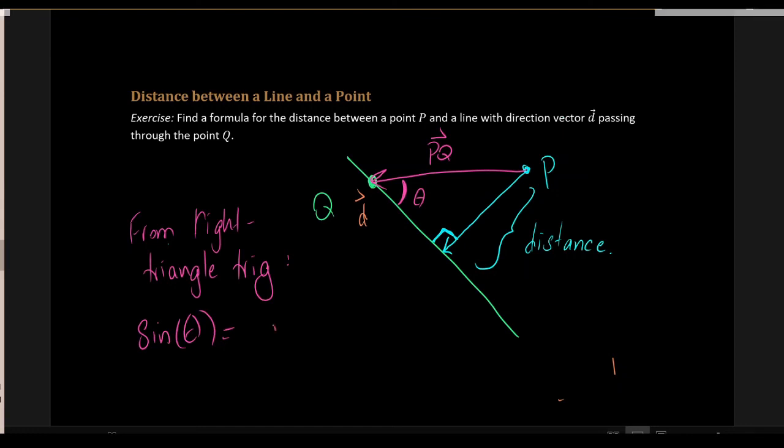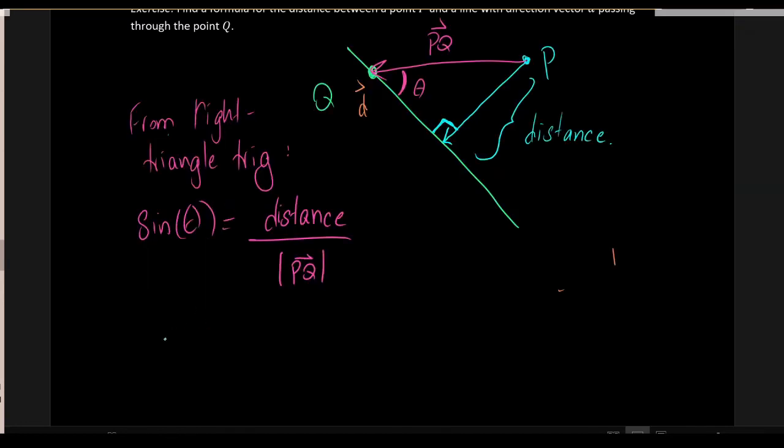In this case, the opposite is the distance that we're going to want to calculate, and the hypotenuse is the length of this vector stretching from the point P to the point Q. So in other words, the distance that we're trying to calculate is equal to the vector PQ length times sine of the angle theta.